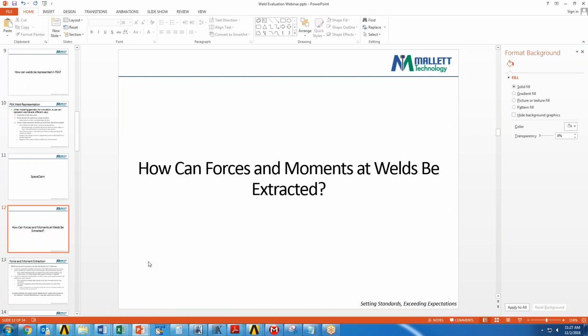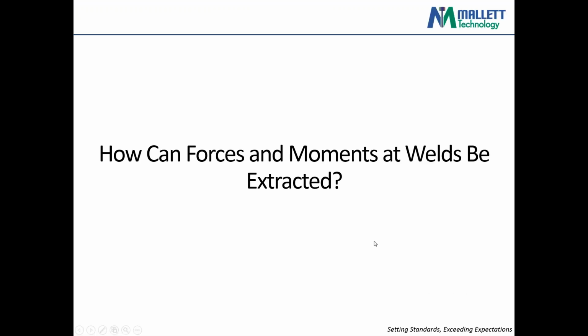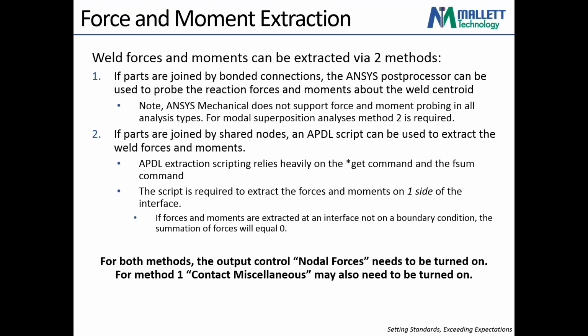Okay. So we've represented the bodies. We know we want to use the nominal stress approach. So the next question becomes, how do we extract those forces and moments? There's really two ways to do it, right? So if we go with a bonded connection scheme in ANSYS, where we actually go in and establish a bonded contact for each weld, then we can use the ANSYS post processor to just query the forces and moments at that contact, and then do our stress calculations on that.